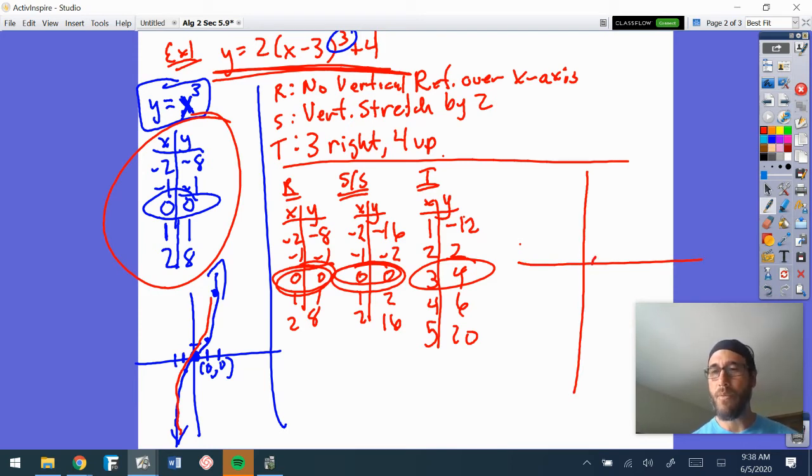3 comma 4. 1, 2, 3. 1, 2, 3, 4. Hopefully you have some graph paper at home. It's going to be right there. It's important. And I'm even going to put 3 comma 4 on that one point because it's so important. All right, negative 1 comma negative 12. I'm just going to estimate, way down there. Okay, 2 comma 2 would be right there. And then 4 comma 6 would be about there. And then 5 comma 20 would be there.